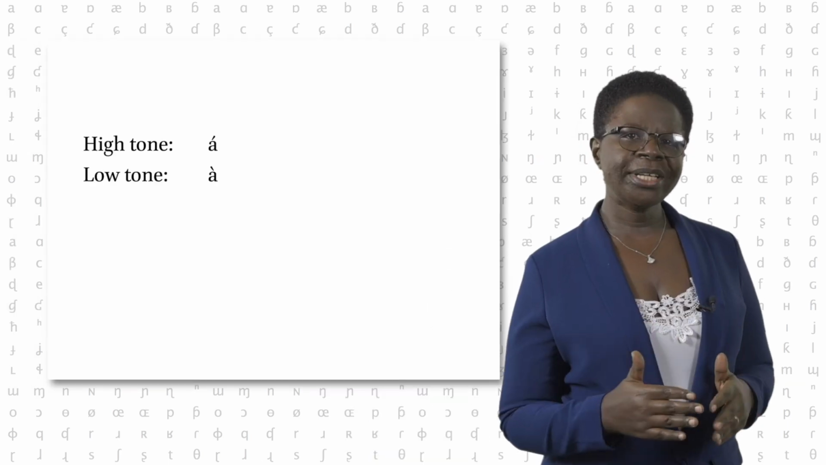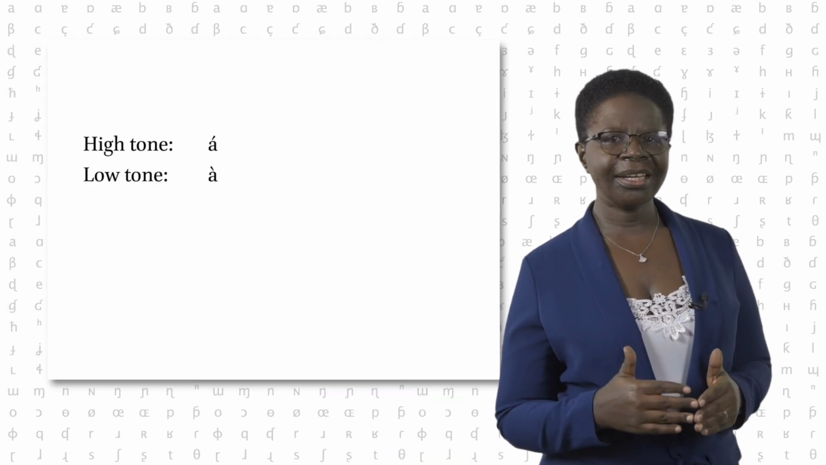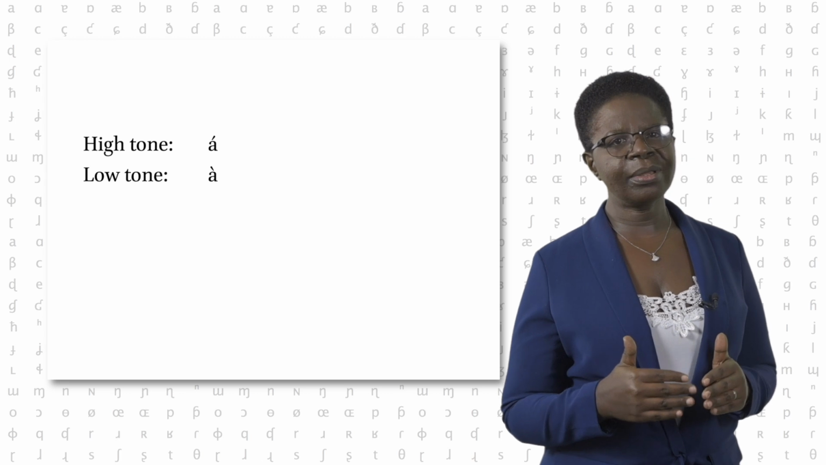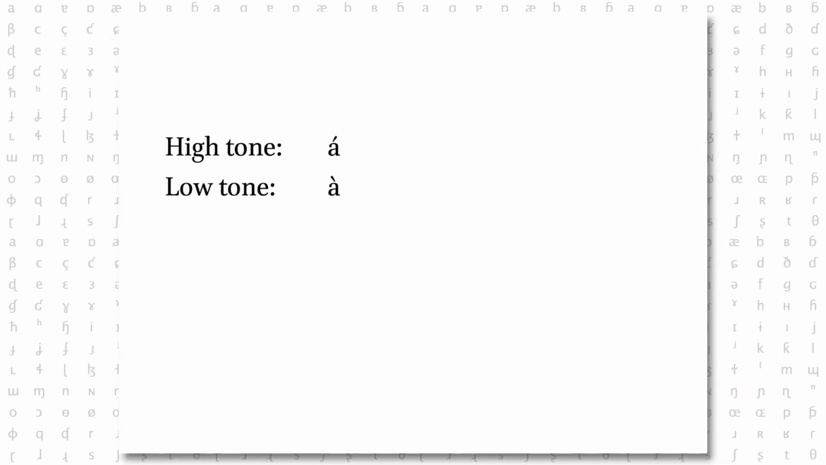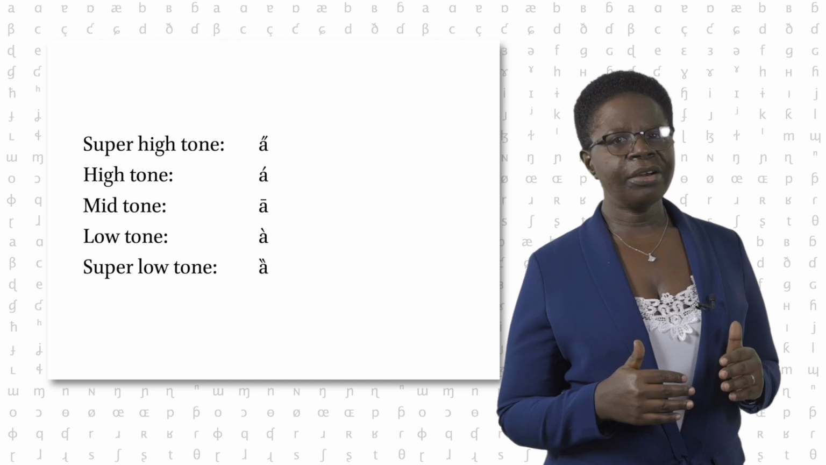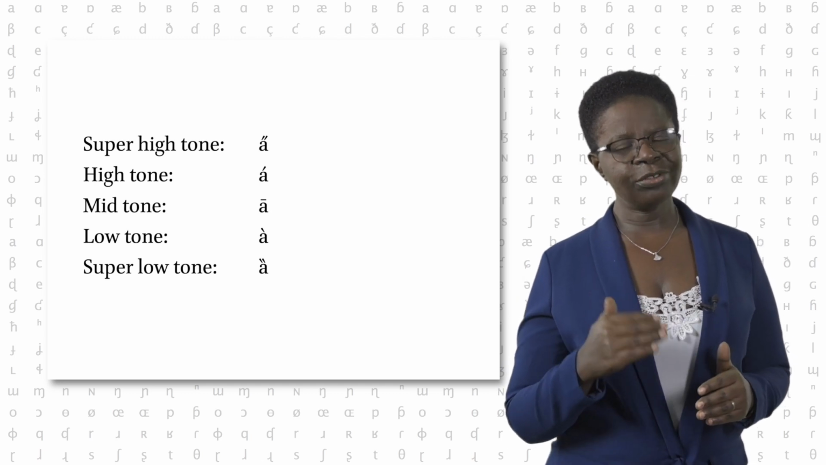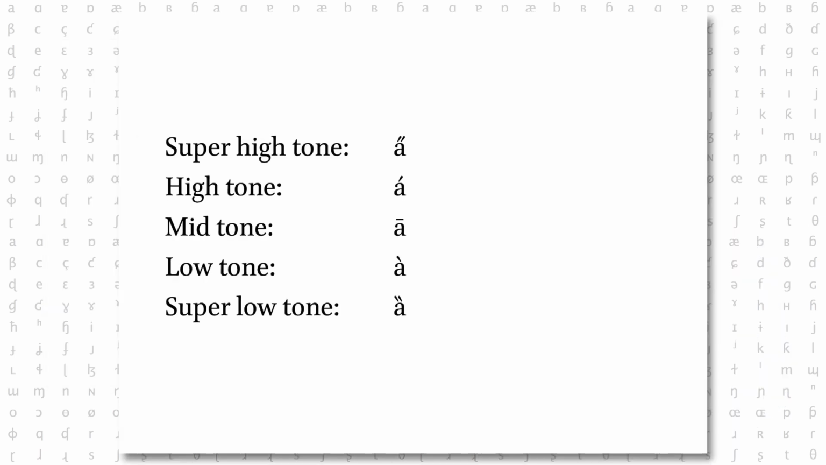A common way to transcribe tone in African languages uses diacritics on the vowels that carry the tone. High tone is marked with an acute accent, and a low tone is marked with a grave accent. Languages can have up to 5 tone levels, from super high to mid, low, and super low. Some people choose to leave tones unmarked, but this could be confusing.